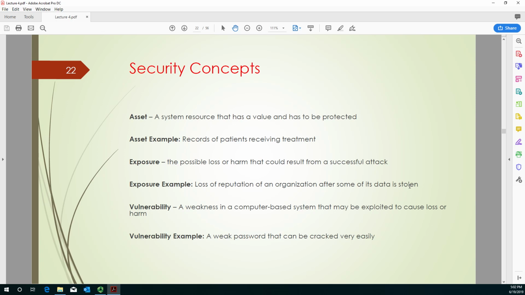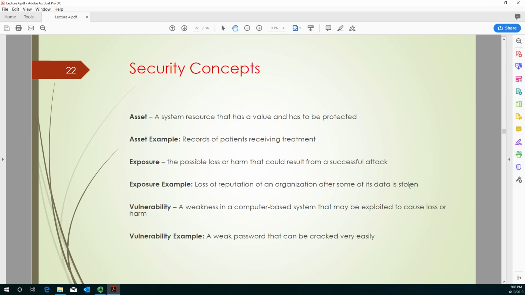So these are some of the security concepts. Asset. An asset is a system resource that has a value that needs to be protected. For example, the database that has patient data is an asset, right? Exposure is a possible loss or harm that could result from a successful attack. Loss of reputation of an organization after some of its data is stolen is an exposure example.